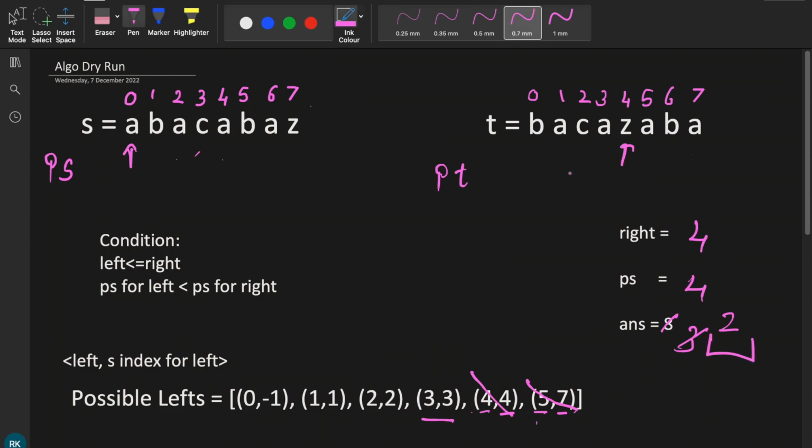So what is the final T string which we are having? As we saw that removal of ZA or AZ was the answer. That is 4,5 as left or 3,4 as left was the answer. And if we remove any of it, the final T string which forms will be BA, CA, BA, and this BA, CA, BA is a subsequence of S, as you can see, BA, CA, BA. So that's how we build the answer.